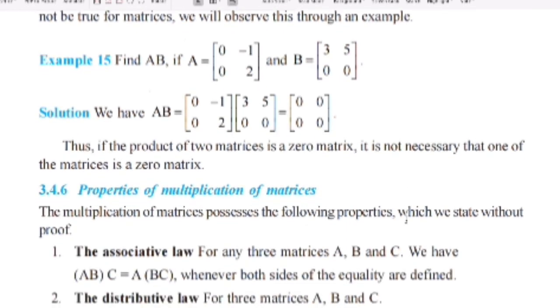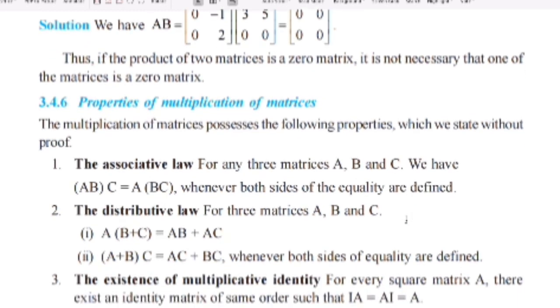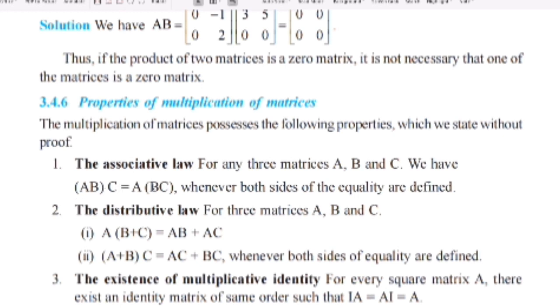Next is associative law is true. You can take AB and then multiply C, or you can take BC then multiply A, equal. Because anyway you are going to check the condition. First you have to check the condition. That's what is given here. Both the sides of the equality are defined. That is where you can multiply. If you can multiply AB and if you can multiply BC, that means the final product will be the same. So AB into C is equal to A into BC. Similarly, distributive property is also true. Now identity also exists.